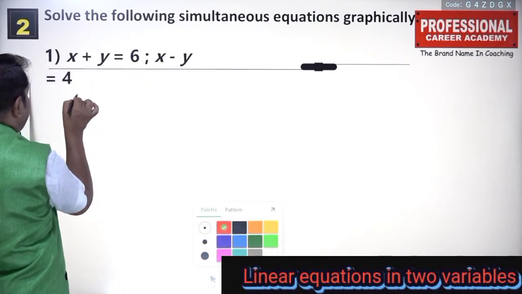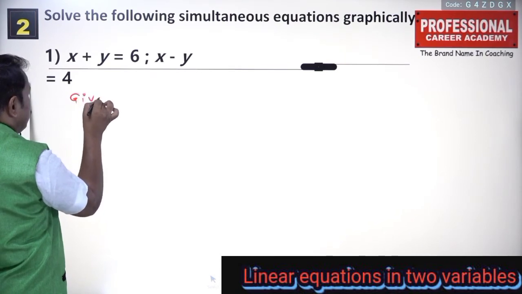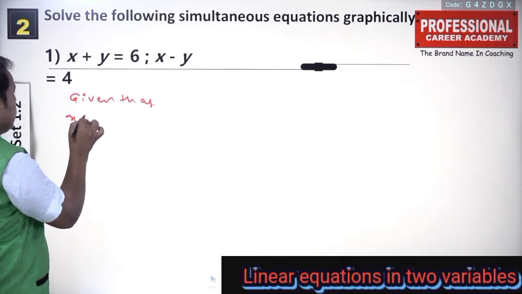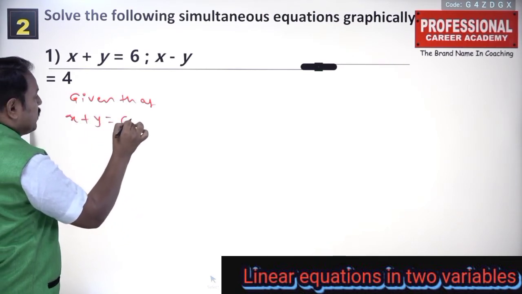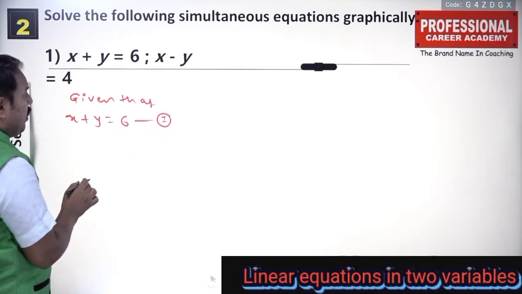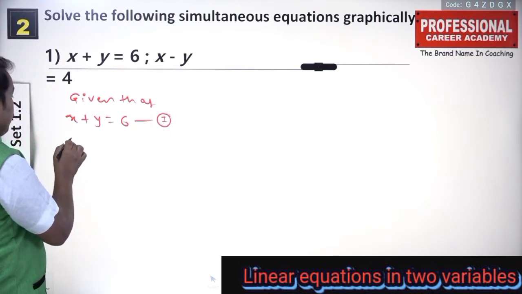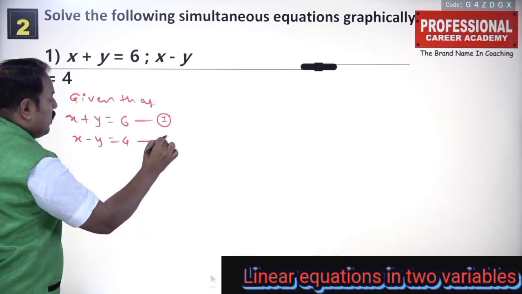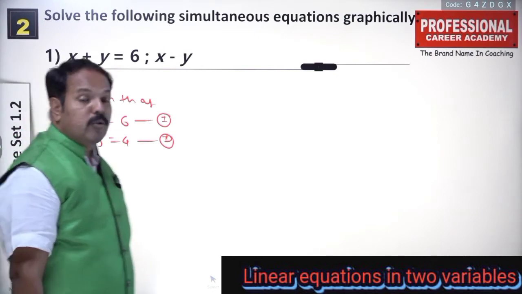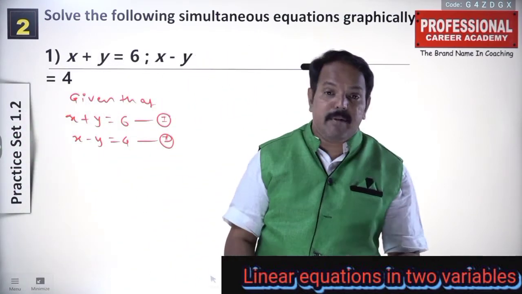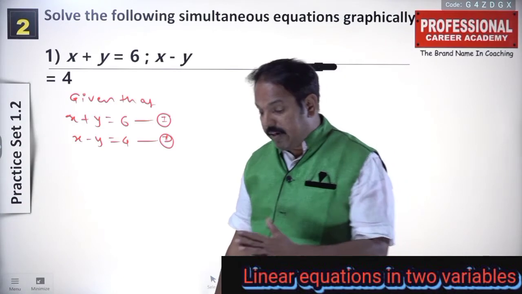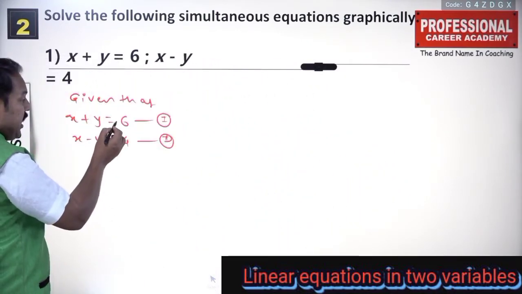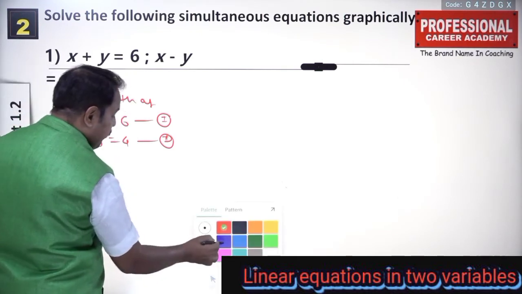Let us see here. Given that, what is the first equation? x plus y is equal to 6. That is equation number 1. And what is the other one? x minus y is equal to 4. That is equation number 2. These two equations are given. No doubt these are simultaneous equations and we have to solve them graphically. So, find the coordinates for the first line, then the coordinates for the second line.